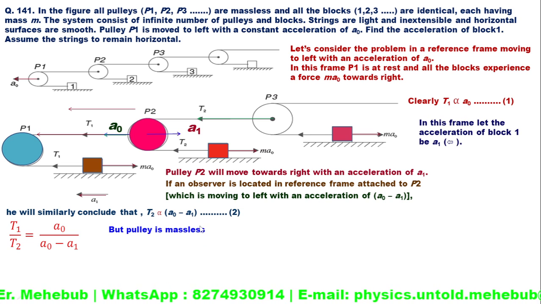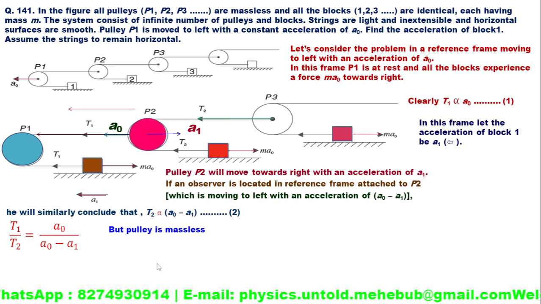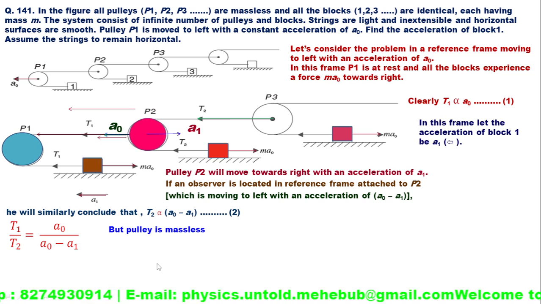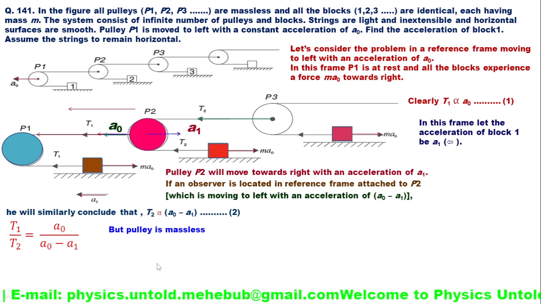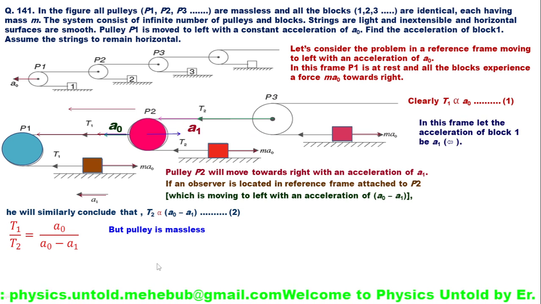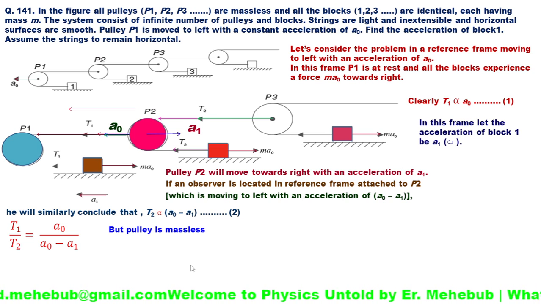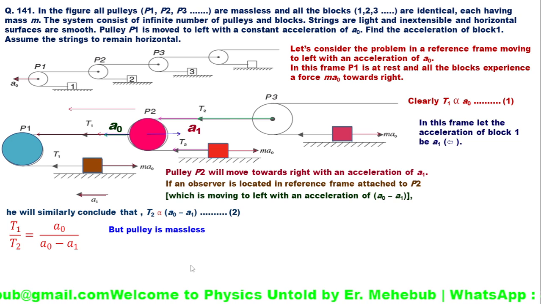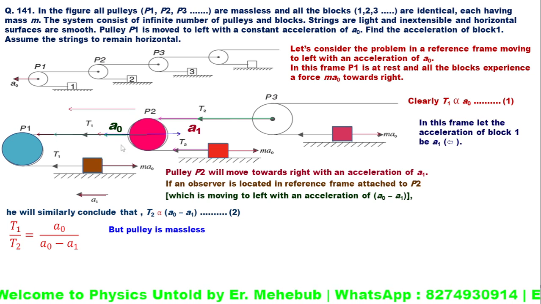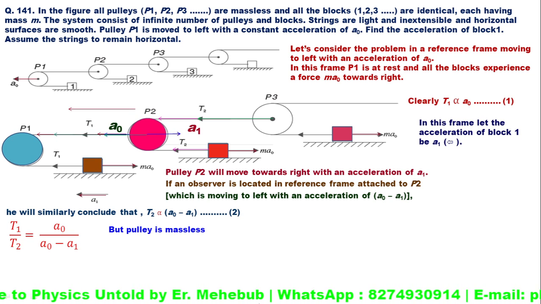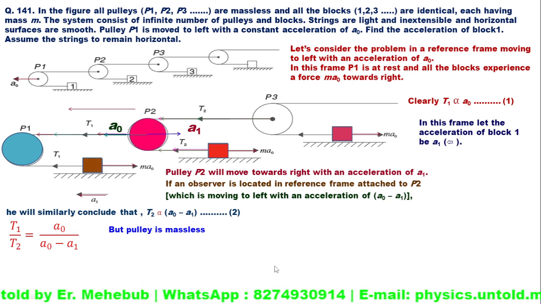But the pulley is massless. It is mentioned in our question that all the pulleys are massless. If all the pulleys are massless, then what will happen? There will be no mass contribution to the motion in the entire system from the pulleys. Therefore, we can simply balance the tensions of the strings for the left side and right side. There is a tension T1, and let this tension be T2 and this tension again T2.